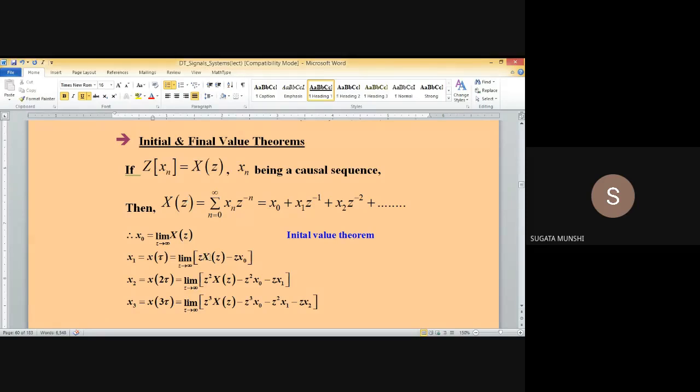So you have z X(z) minus z x[0]. What will remain on the right hand side? x[1] plus x[2] z to the power minus 1 plus x[3] z to the power minus 2 plus x[4] z to the power minus 3, etc. Therefore, on the left hand side, if you introduce the limit z tending to infinity, on the right hand side only the term x[1] will remain. All other terms will vanish. That's how you get x[1]. In a similar manner, you will get x[2], x[3], etc.